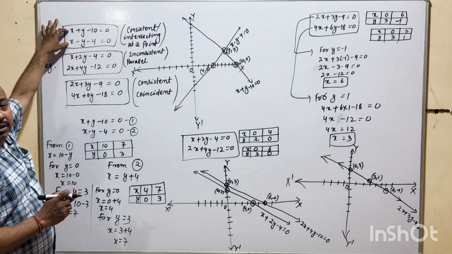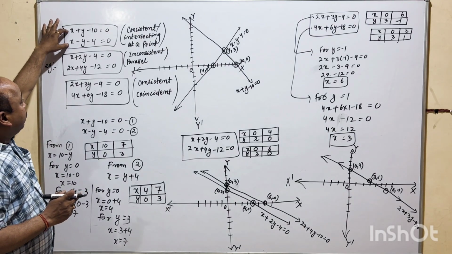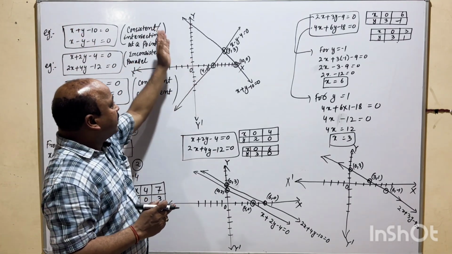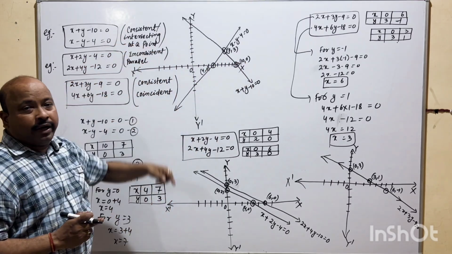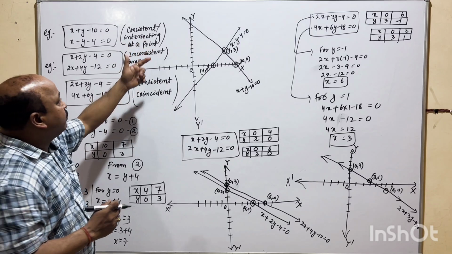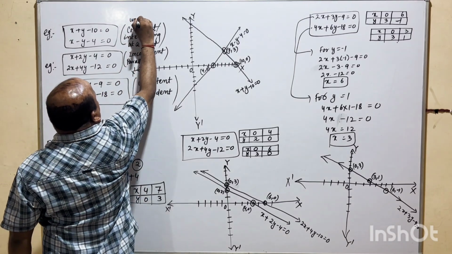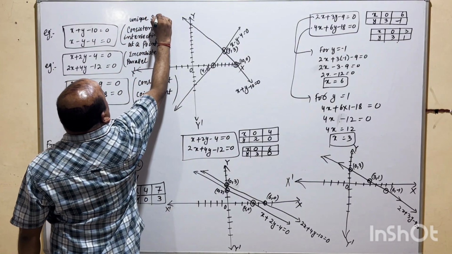So graphically I proved that in the first example, the graphical representation of this pair of linear equations in two variables has two straight lines and they intersect with each other at a point. So the solution is consistent, or intersecting at a point, or you say unique solution.